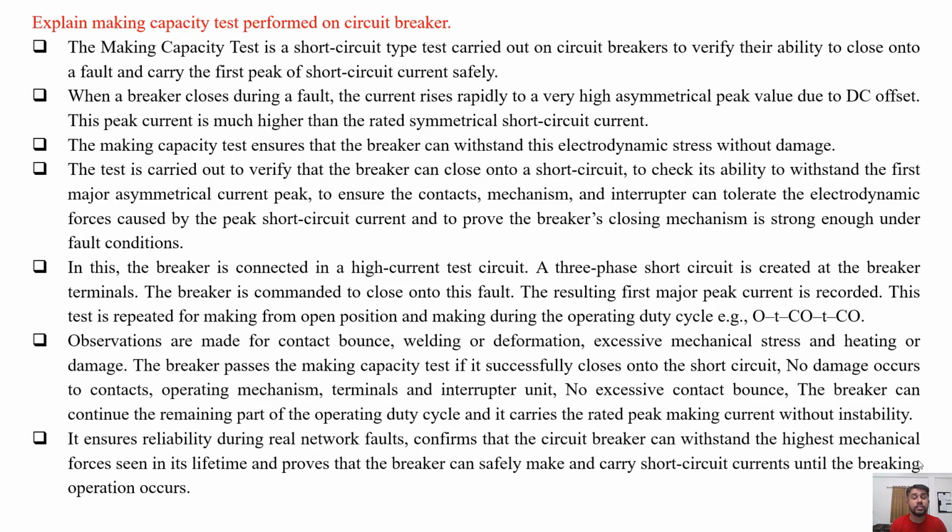So it ensures reliability during real network faults. It confirms that the breaker can withstand the highest mechanical forces seen in its lifetime, and proves that the breaker can safely make and carry short circuit currents until the breaking operation occurs. So this is how the making capacity test is performed on a circuit breaker.